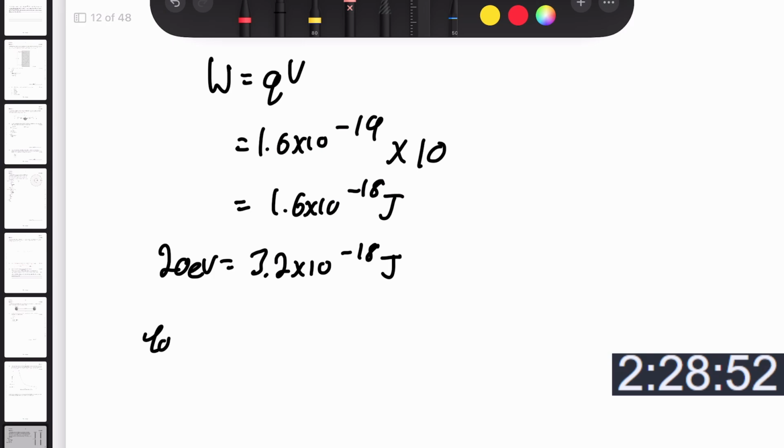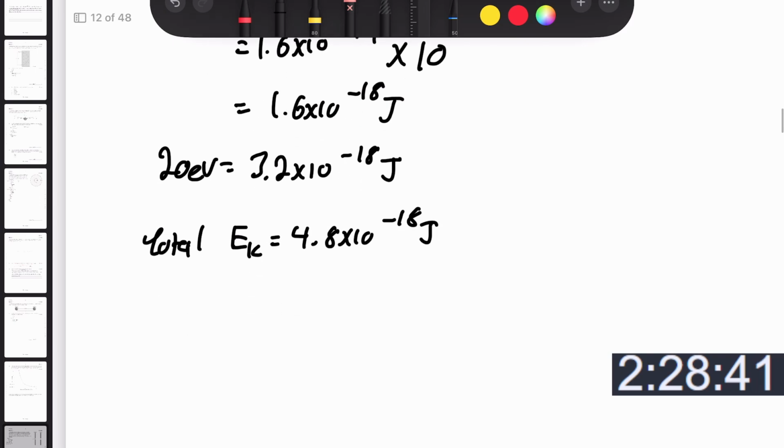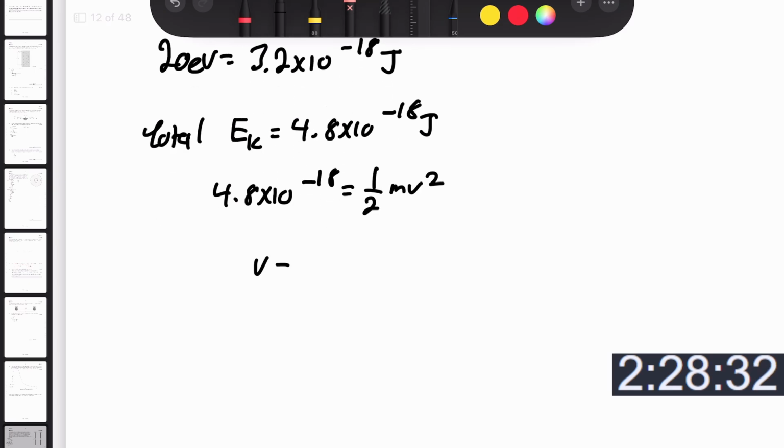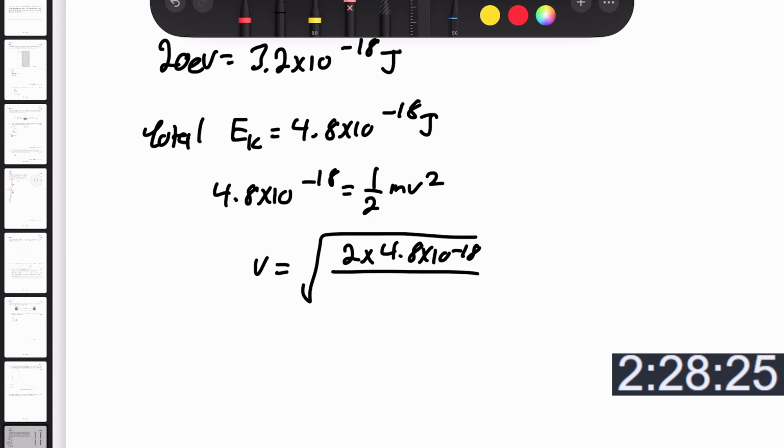So then total EK is going to be 4.8 times 10 to the negative 18 joules, and therefore 4.8 times 10 to the negative 18 is going to be half of mass times velocity squared. So the velocity is the square root of 2 times 4.8 times 10 to the negative 18, over 9.11 times 10 to the negative 31.